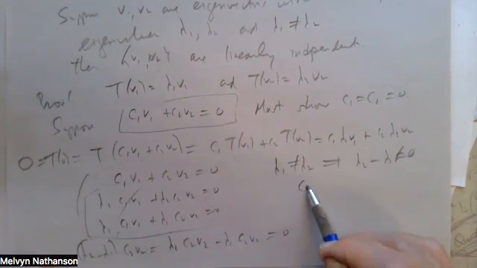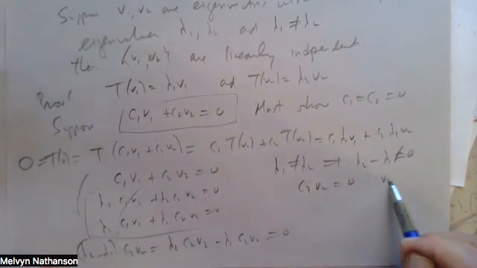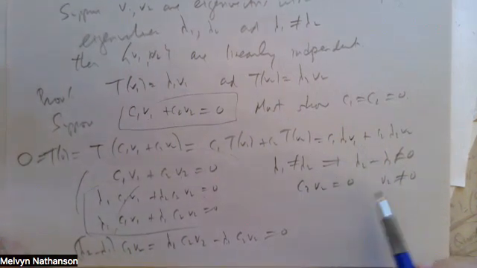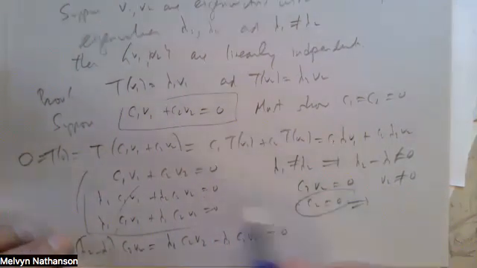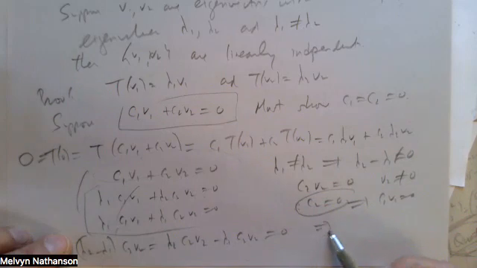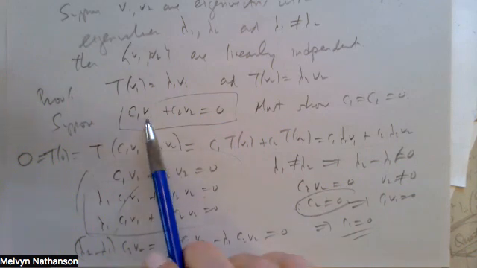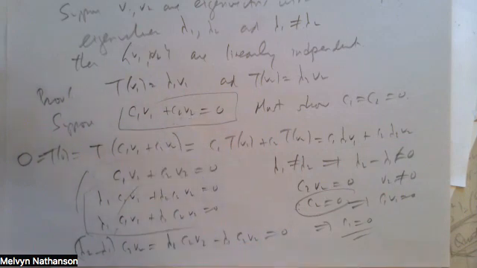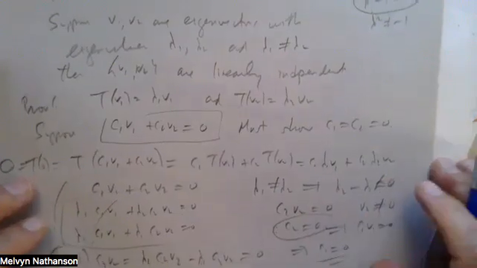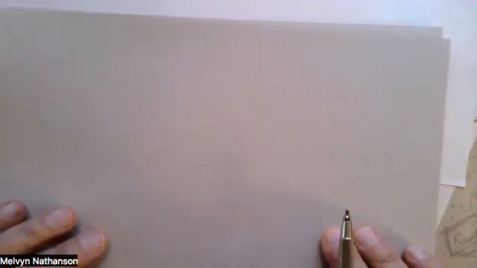I get C2 V2 equals 0. V2 is a non-zero vector because it's an eigenvector. So therefore, C2 has to be 0. And if C2 is 0, C1 V1 is 0, which means C1 is 0. So if V1 and V2 are eigenvectors with distinct eigenvalues, they're linearly independent. So we now have a very nice result. It doesn't tell us everything, but it tells us a lot.